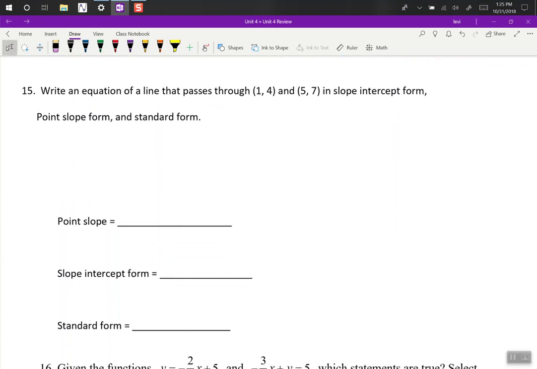15, we've got 2 points this time, so we need to find our slope.